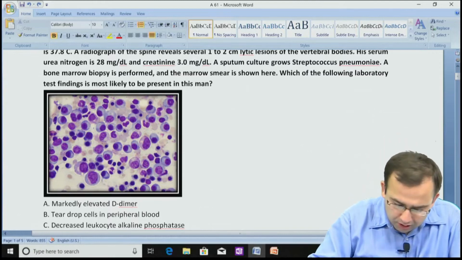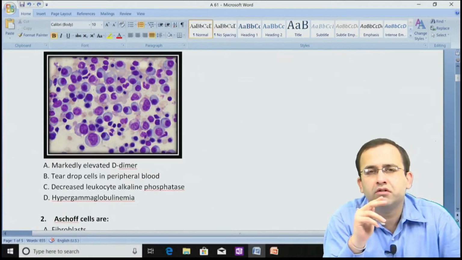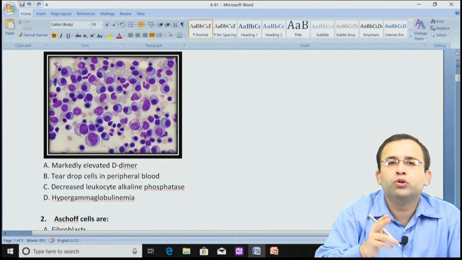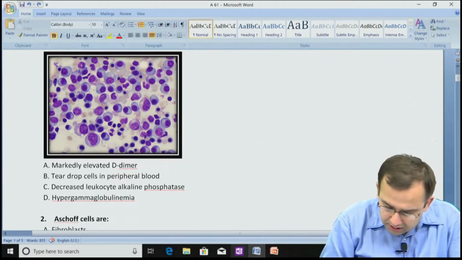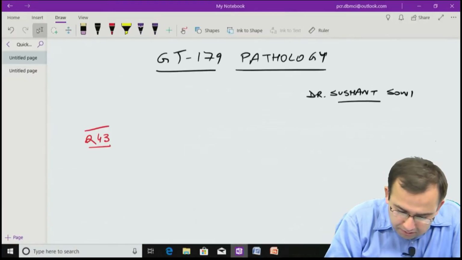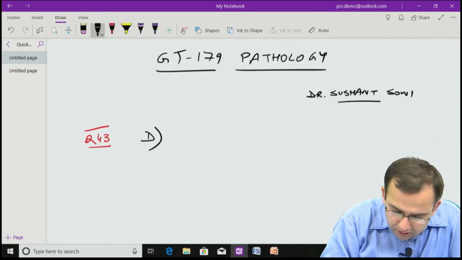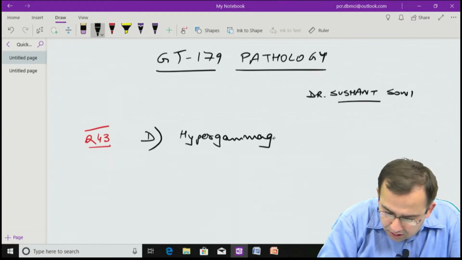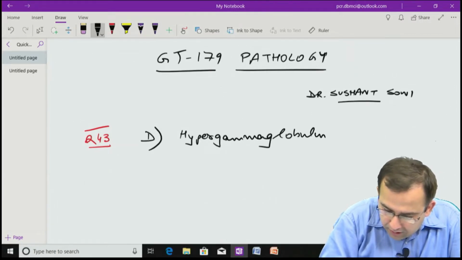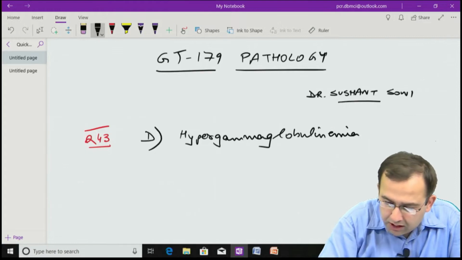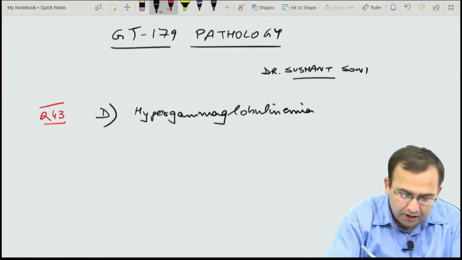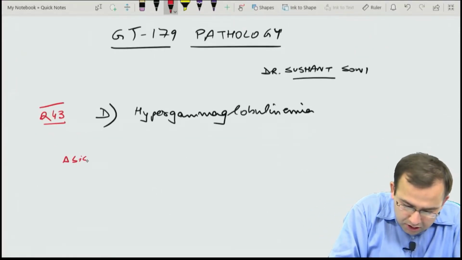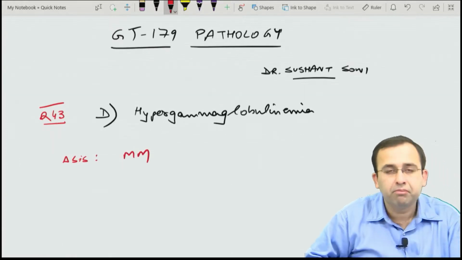Multiple myeloma, you very well know, is associated with M spike, monoclonal spike. So it is associated with hypergammaglobulinemia. Question 43, the answer is D, that is hypergammaglobulinemia, because the diagnosis in the image was multiple myeloma.